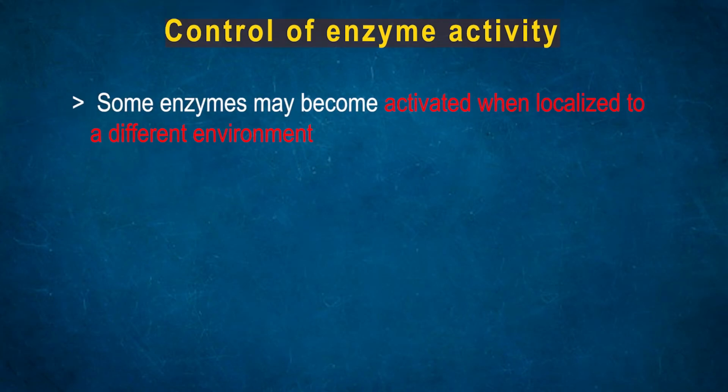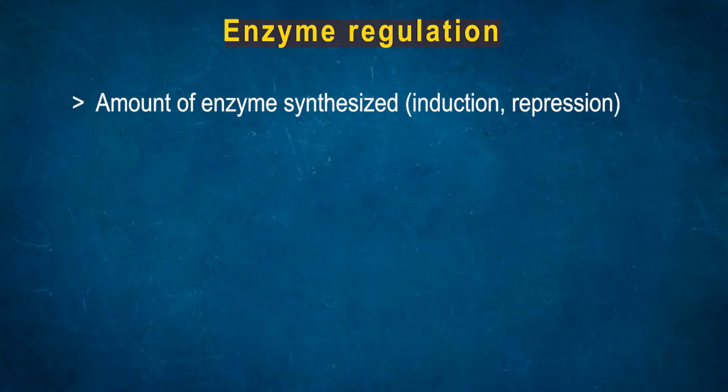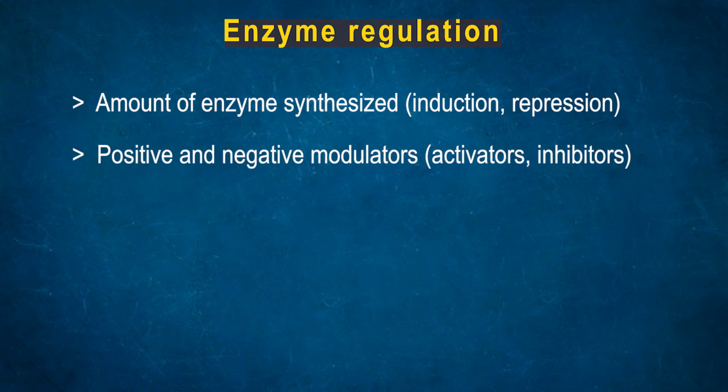Some enzymes may become activated when localized to a different environment. We know that there is a conformational change of the hemagglutinin of influenza virus, and the conformational change can only happen when it is present in the acidic environment of the lysosome. Enzyme regulation: the amount of the enzyme synthesized, either by induction or repression, can be regulated. Positive and negative modulators, by activators and inhibitors.